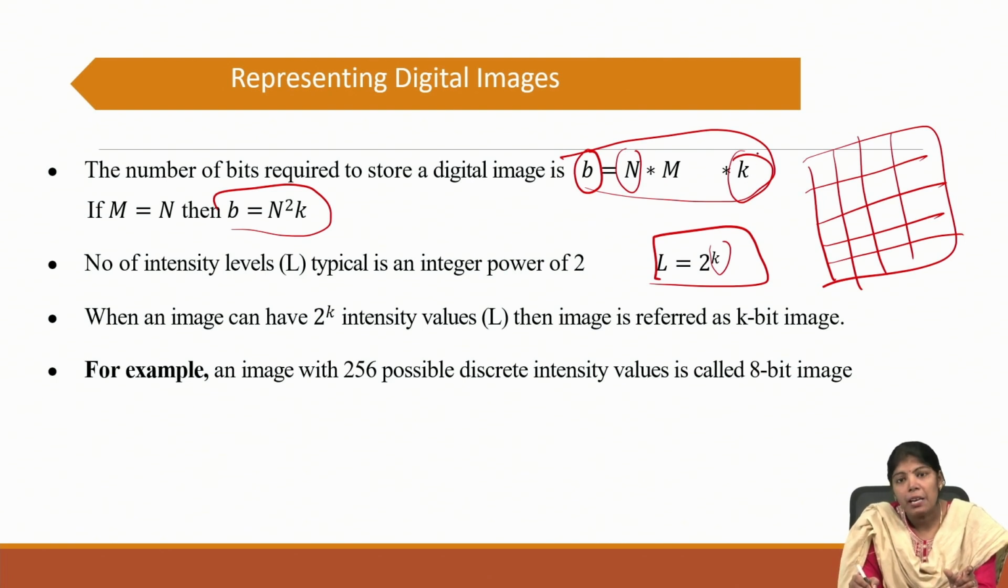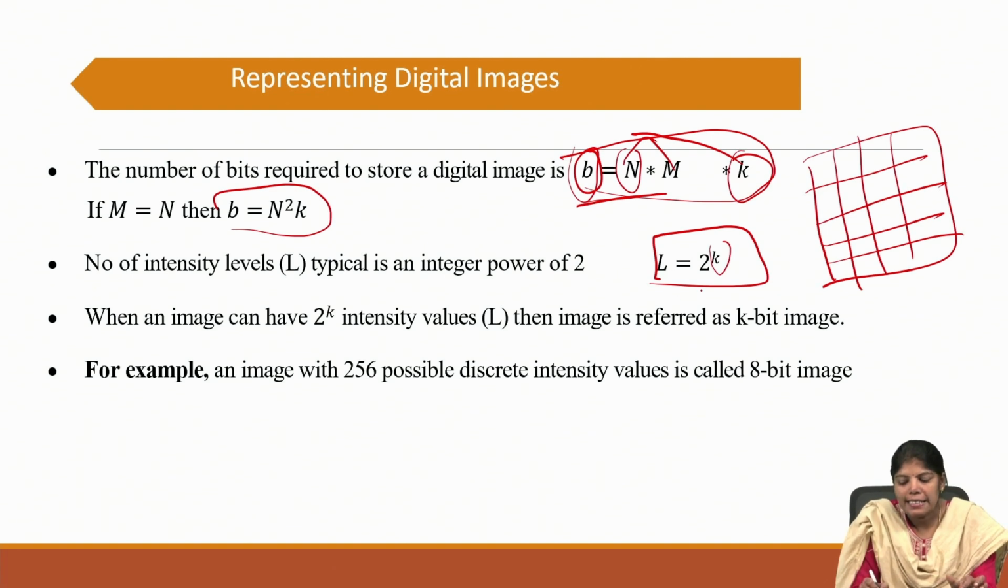And the number of gray levels, the number of intensity levels. These three directly affect the number of bits required. If the width and height increase, the bits also increase. If n and m decrease, the bits decrease, since it is directly proportional to the number of bits.